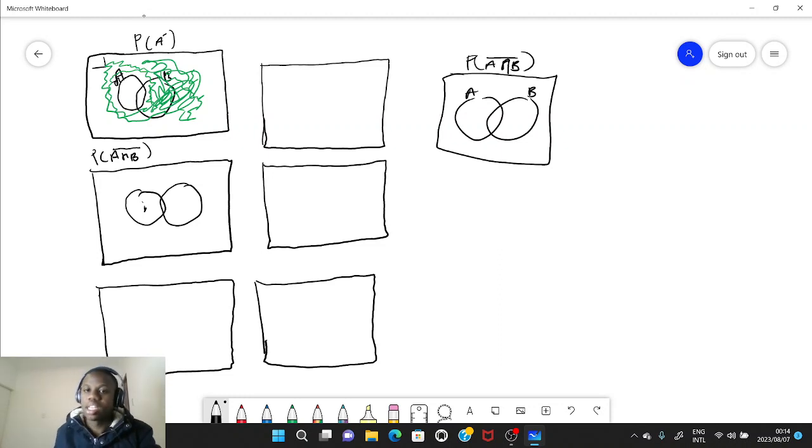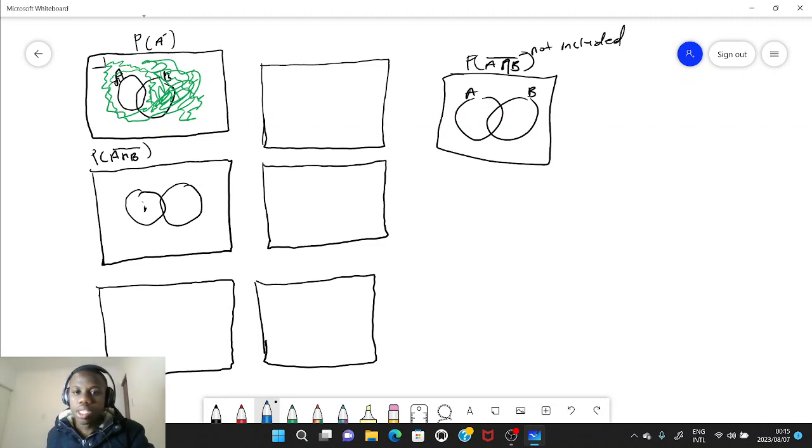It is the intersection. Now we know that the symbol represents the events not being included. So when they say not, you consider the opposite. They said not A and B, so we don't want A and B, and A and B is where they overlap at this portion. So we don't really want this portion, which means we'll take everything except A and B.